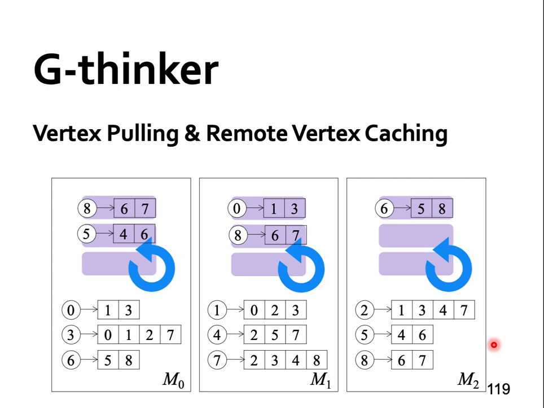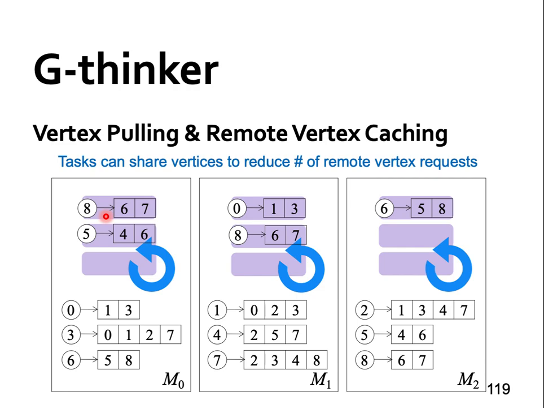Here is an illustration of the remote vertex cache. For example, vertex 8 is not in machine M0. If a task on M0 requires vertex 8, it will be pulled to the cache. Note that if another task on M0 also needs vertex 8, it can directly access it in the cache without sending a duplicate request.